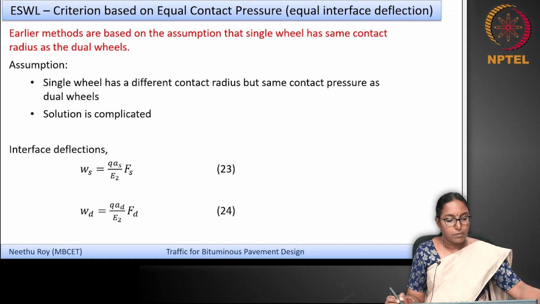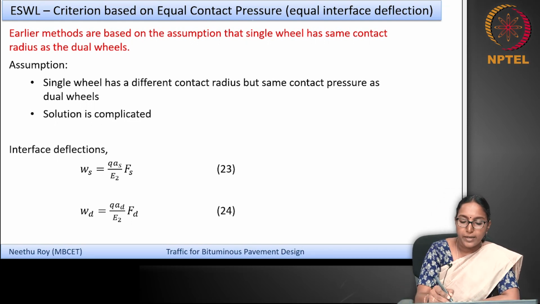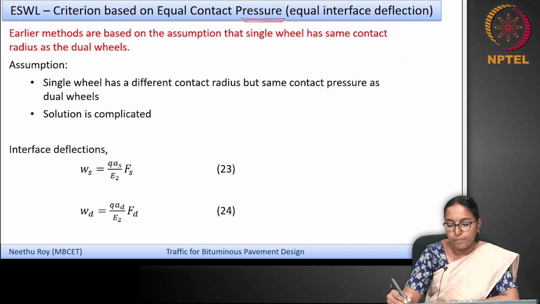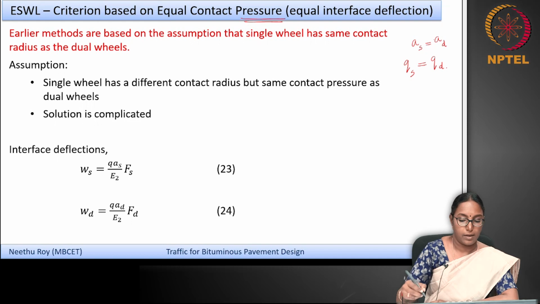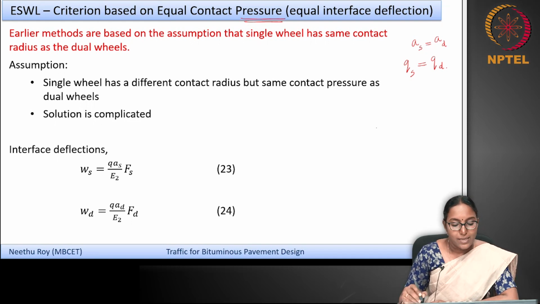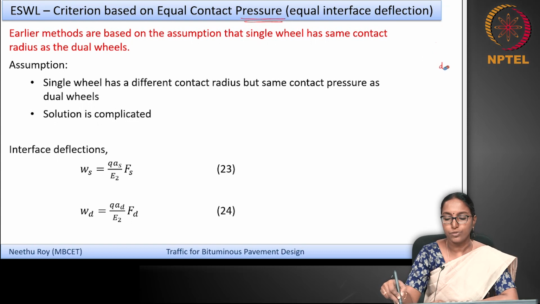Now coming to the next approach, wherein you consider equal contact pressure for the single as well as the dual wheel. So far we have been discussing that the single as well as the dual wheel assembly have the same contact area. Now the assumption is that they have equal contact pressure. The problem with this method is that it is slightly complicated to solve.